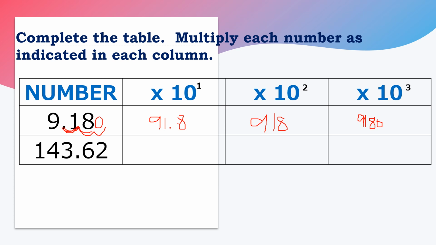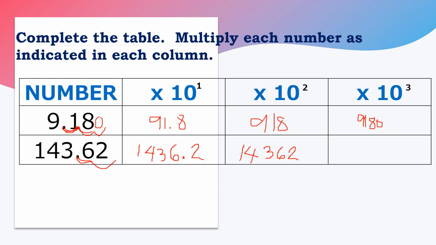Next given tayo, 143 and 62 hundredths. Multiplied to 10 to the power of 1. So, imumove mo ng isa. So, magiging sagot mo ay 1, 4, 3, 6, saka decimal point at saka 2. So, 1,436.2 na ang sagot mo. Kung i-multiply naman siya sa 10 to the power of 2, ibig sabihin, i-move mo ng dalawang beses papuntang kanan. So, 1, 2. Ang sagot na natin ngayon ay 14,362. Nawala na yung decimal point kasi nga minove natin ng dalawang beses papunta sa kanan at wala na namang number na susunod pa sa 2.